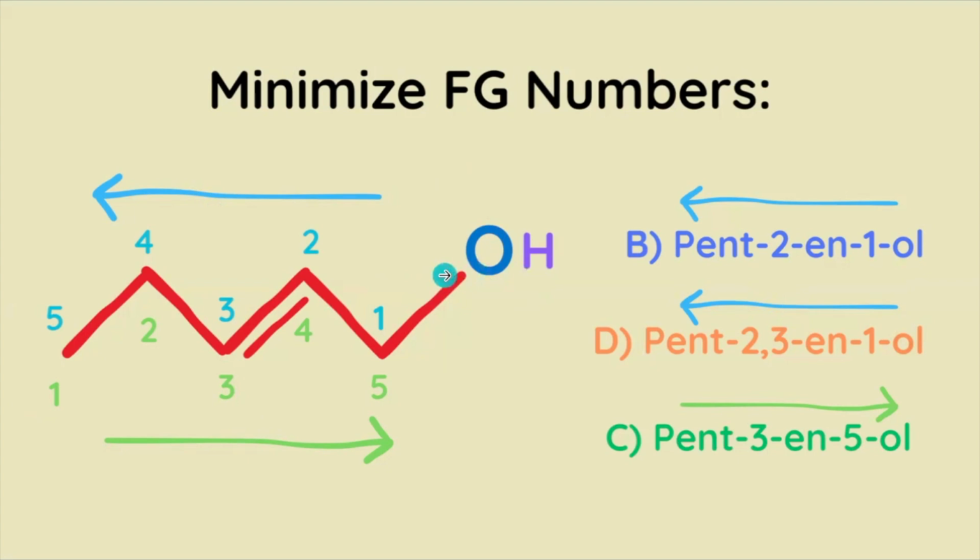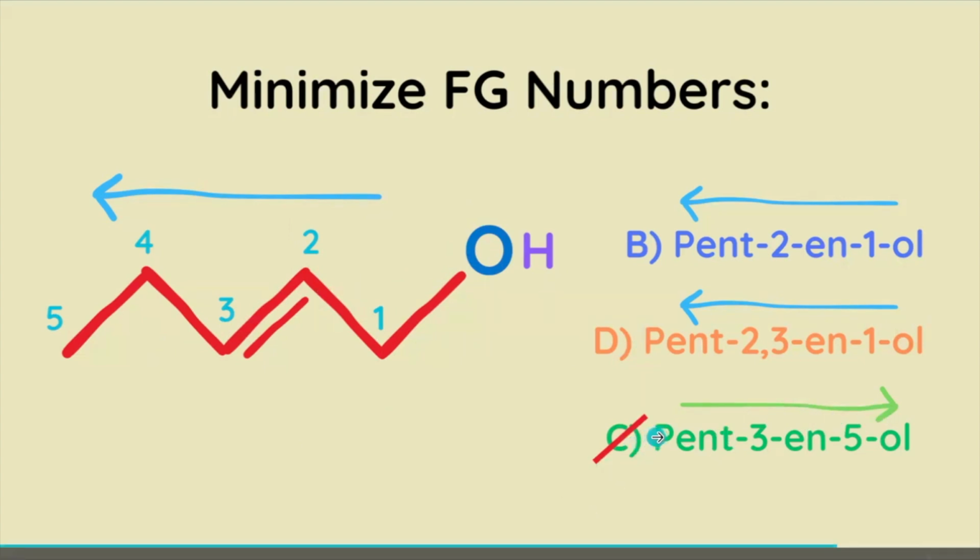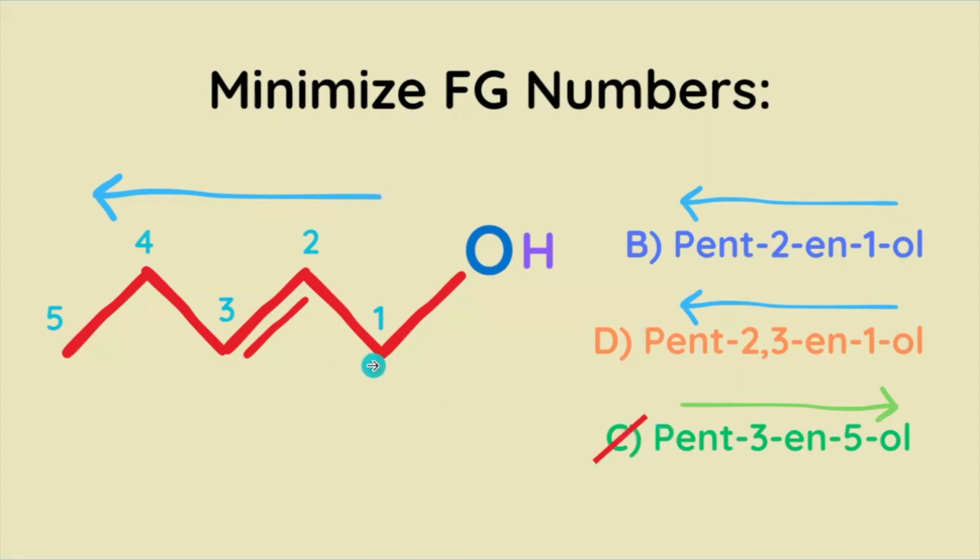And we want to number the chain so as to minimize the numbers of our functional groups. In other words, we want the number of carbons on the main chain to which our substituents branch off to be as little as possible. Choice C definitely yields the largest possible combination of numbers, so we can eliminate that answer, and because it was the only answer choice associated with left to right numbering, we know for sure that we're going to number it from right to left.